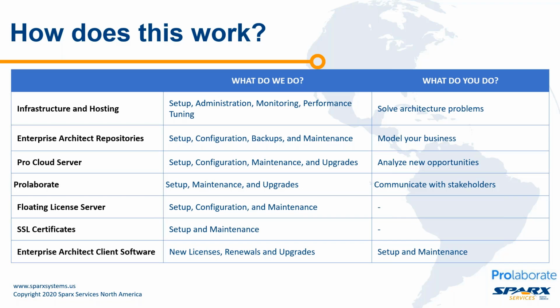Well, if we're doing that, what does that mean you can do? That means you can focus more on solving architecture problems, solving your business problems, modeling out your business processes, analyzing those new opportunities, communicating with stakeholders using Prolaborate instead of focusing on administering Prolaborate. That's really important because you need your architects more than ever right now, and you need them focused on solving your business problems. Now, with this solution, we're helping you do that.